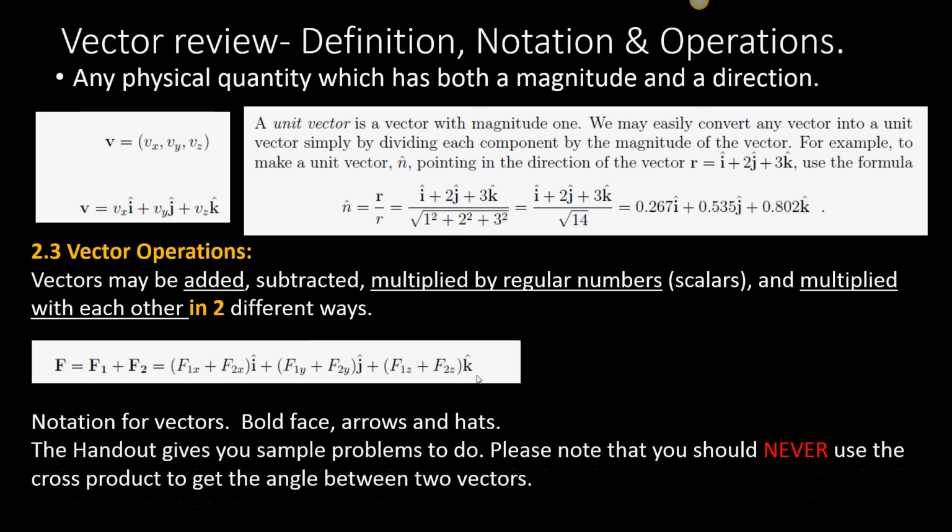The handout gives you some sample problems to do. There are some typographical situations on the second page where evidently my character set mutated between the last time I printed this out and today, and I'm going to talk more about that to you later. You'll note on the second page of that handout, and that's where the difficulties are, that you should never use the cross product to get the angle between two vectors. Instead, we're going to use the dot product.